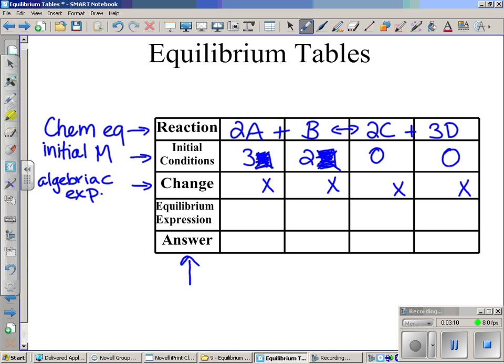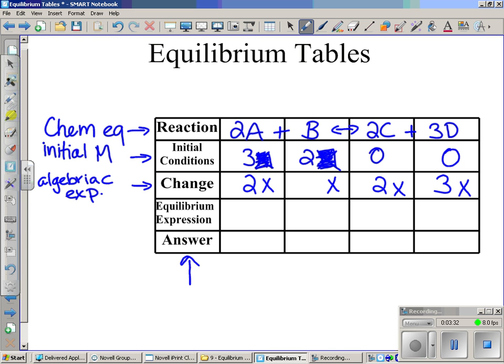Then you're going to look at the coefficient that goes with that reactant. So A had a coefficient of 2, you're going to make that 2x. B had a coefficient of 1, so we're going to leave it as x. C had a coefficient of 2, so that will be 2x, and D had a coefficient of 3, so that will be 3x. Okay, so the x in each box, the coefficient from that column goes in with that x.